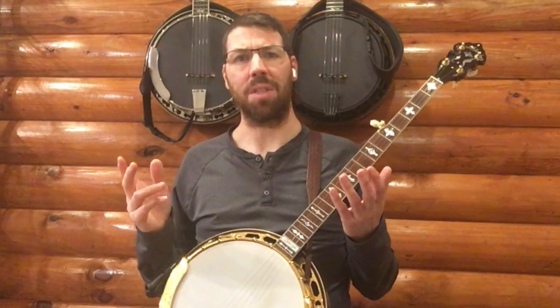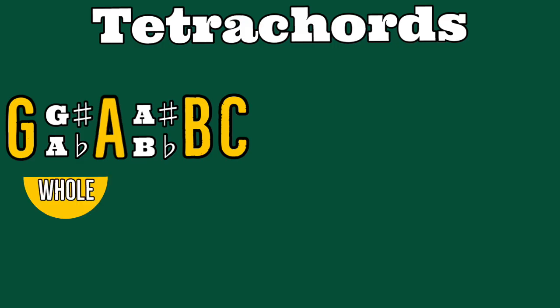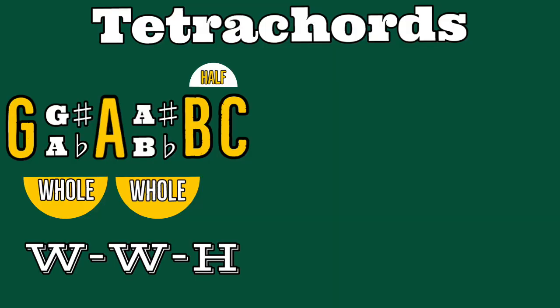Let's use an example of a tetrachord used in the G major scale. From G to C is a perfect fourth. Its steps between notes are as follows. From G to A is a whole step. From A to B is a whole step. From B to C is a half step. So one tetrachord has the following whole step half step formula, WWH.